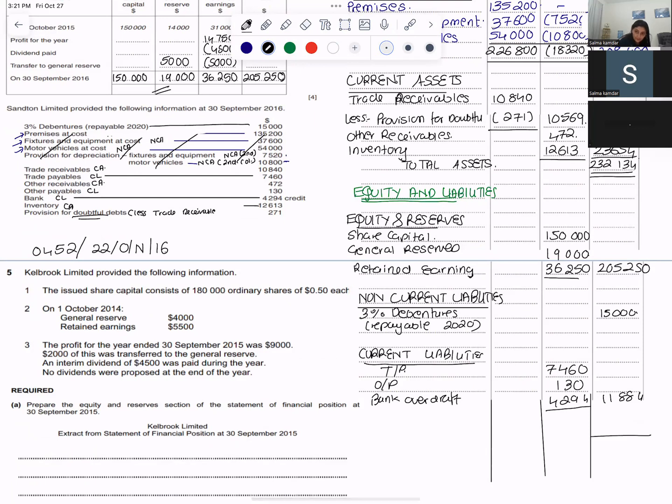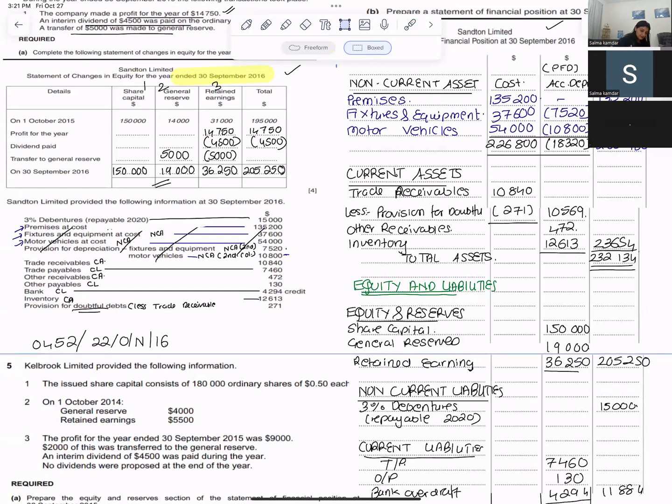So what is your total? 26,884? Your equity and reserves plus your non-current liability plus your current liability. Total assets must be equal to your total liabilities at all times. So your total liabilities is how much? 232,134. Yes, so your total assets must always be equal to your total liabilities. Done? So this is very clear.